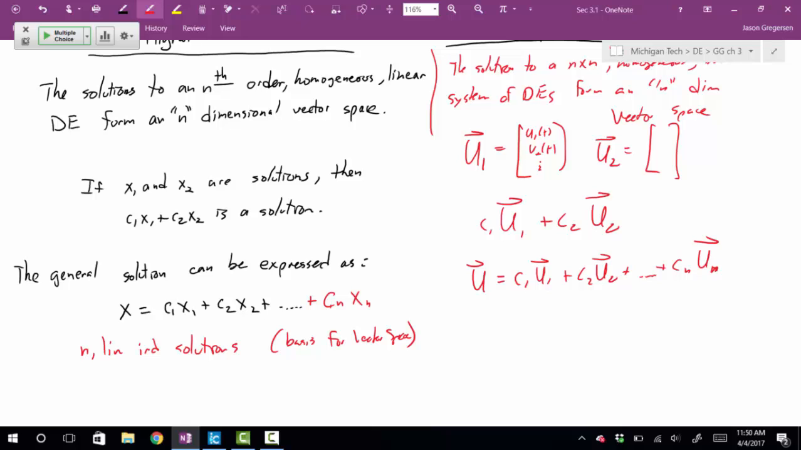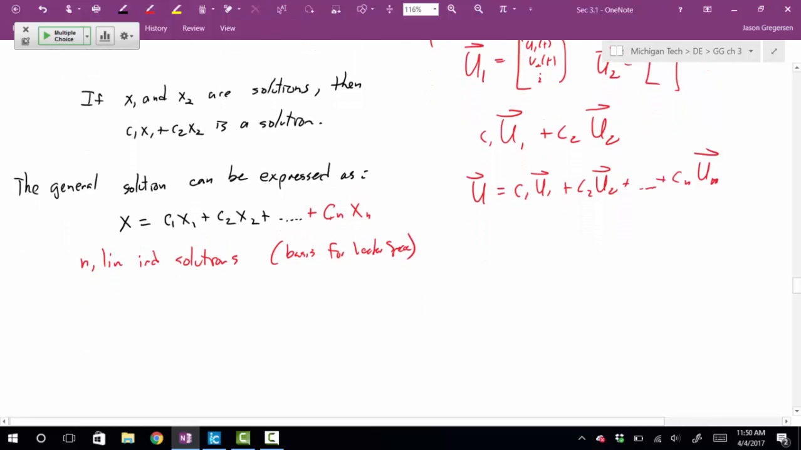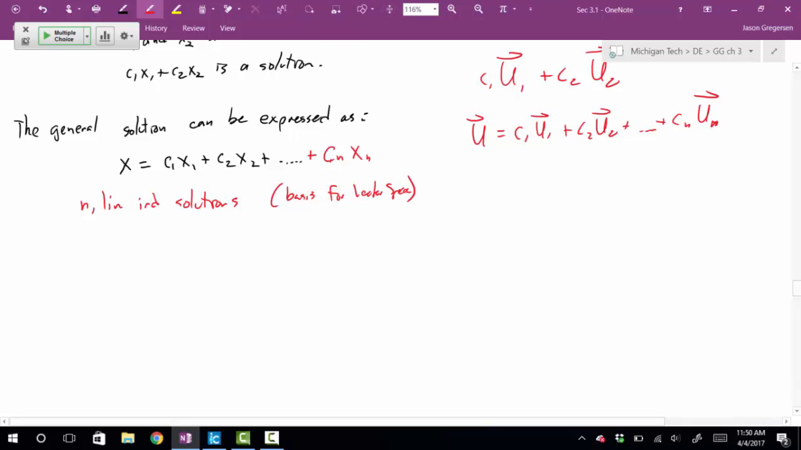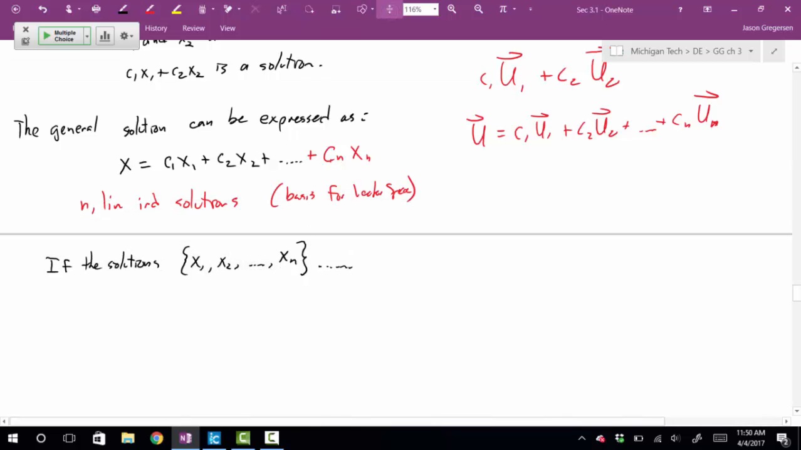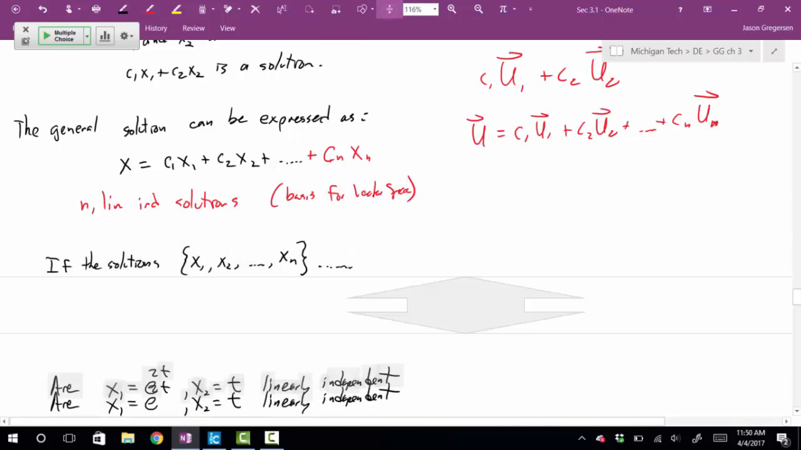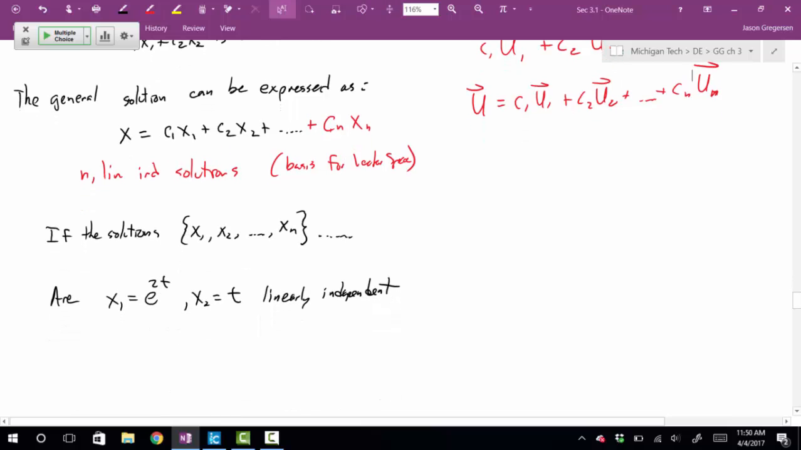Okay, so I want to find the solution of my system. So far I know that all I need is n linearly independent solutions. Okay, linearly independent. That was that piece. All right. Are those guys linearly independent? How do you check to see if they're linearly independent? What was that? Wronskian, absolutely.